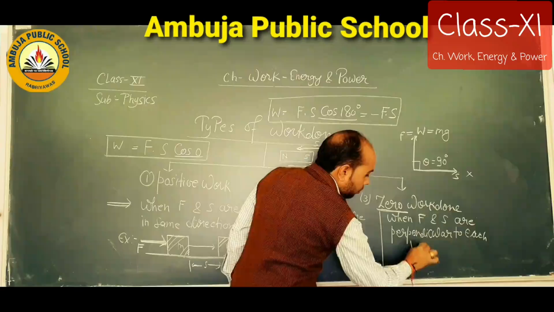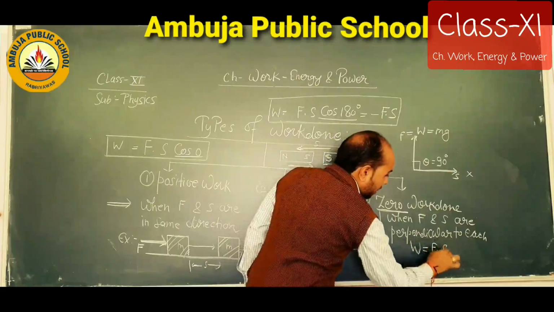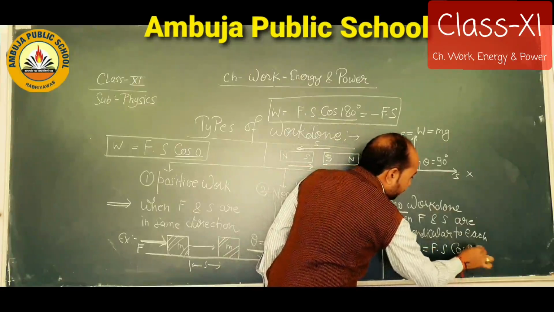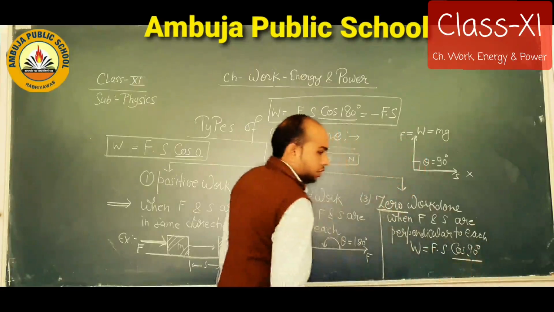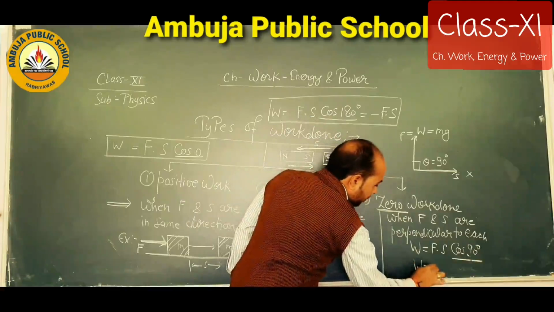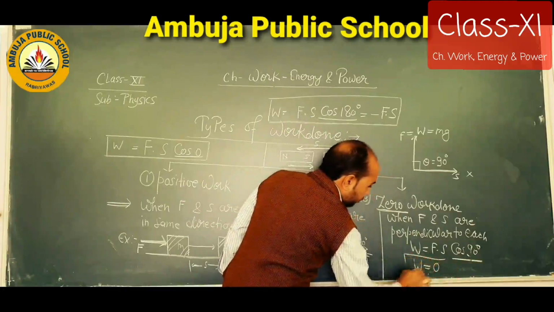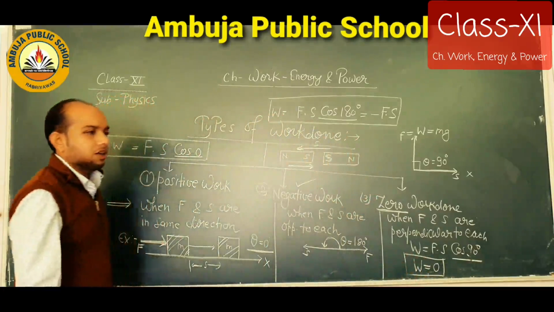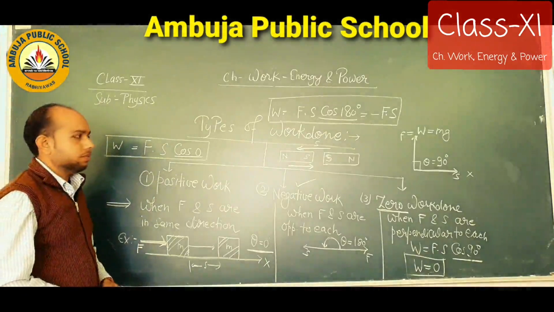That means W equals F dot S, and again we come to the angle, so cos of 90 degree. Cos 90 is equal to 0. So in this situation, work done is 0. Okay, so this is the condition where we get the work done to be 0.